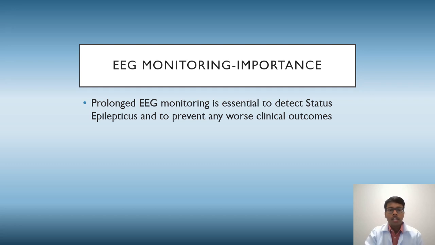So coming to the EEG monitoring and its importance. Prolonged EEG monitoring is essential for any patient with the possibility of a seizure because through the prolonged EEG monitoring we can detect the status epilepticus and we can prevent any worse clinical outcomes.